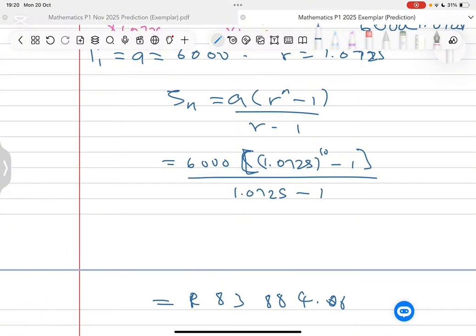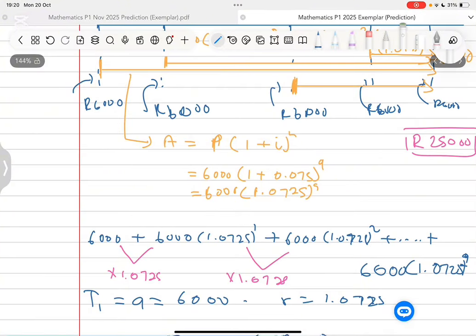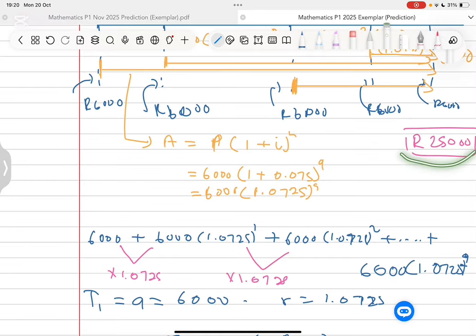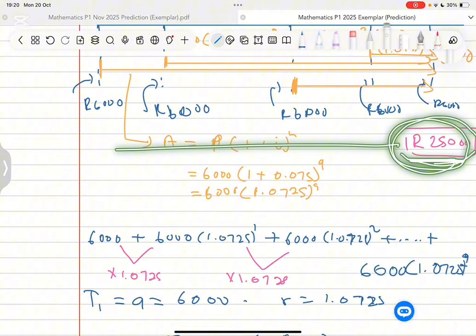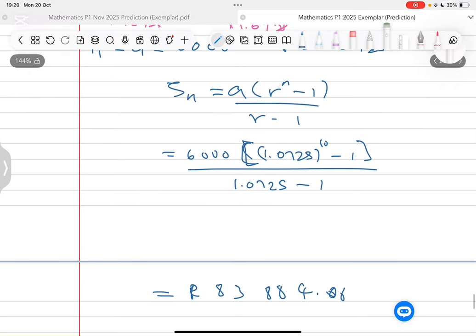Now, if we compare the answer that we got to the money that Fanny has made, because remember, we want to see who between the two has made the most money. So it means Fanny on his business has made the most money, because he was able to make 250 over the last 10 years. But Annie, his money actually accumulated in the investment to be 83,000. So that's how you are going to answer your question, to say Fanny has made the most money because he made 250,000 and Annie only made 83,000.